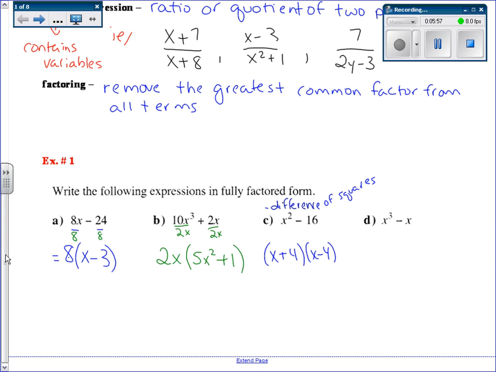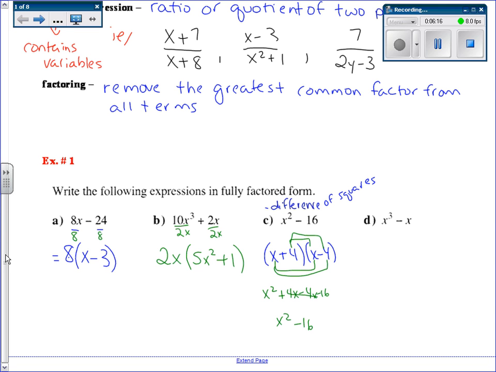Because then if you FOIL this, right, if you do first, outer, inner, last, you get back to x squared, you get plus 4x minus 4x, minus 16. Okay, so those cancel out, you get x squared minus 16.